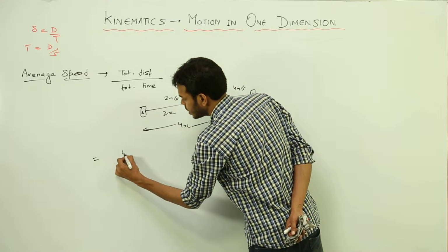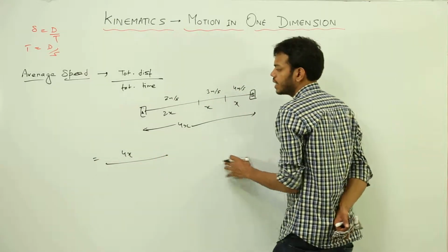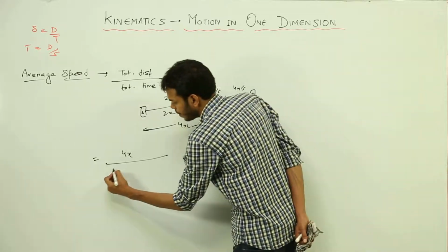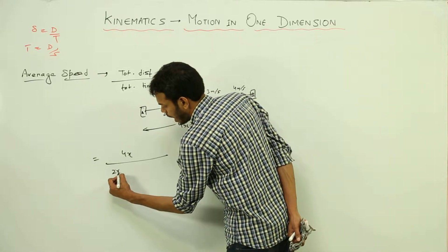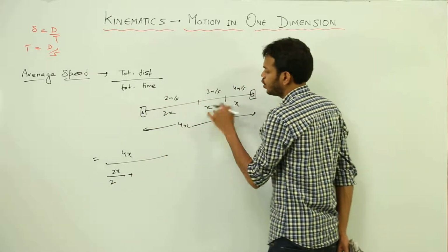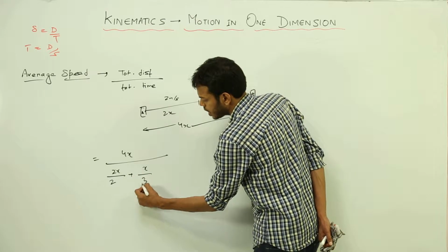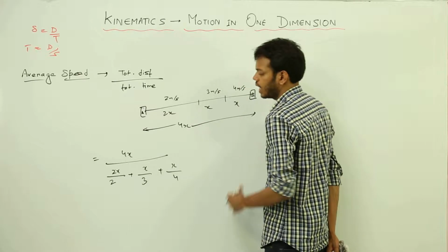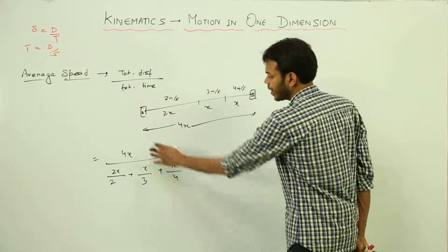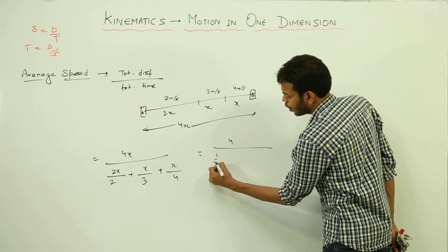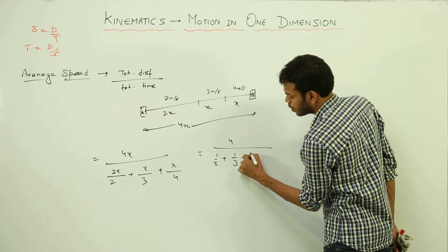So total distance is 4x, total time taken is t1 for this part, t2 and t3. t1 would be distance upon speed. Speed is here 2 meters per second. The distance for t2 is x, speed is 3 meters per second. Lastly, the distance is x with speed 4 meters per second. You take out x common, it will get cancelled with this x. You will be left with this thing, 4 upon 1 over 2 plus 1 upon 3 plus 1 upon 4.